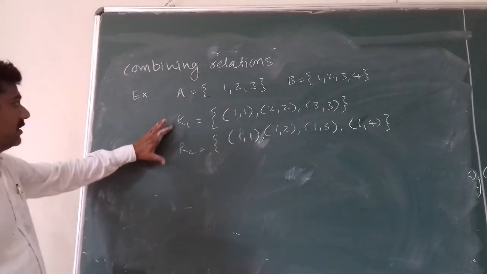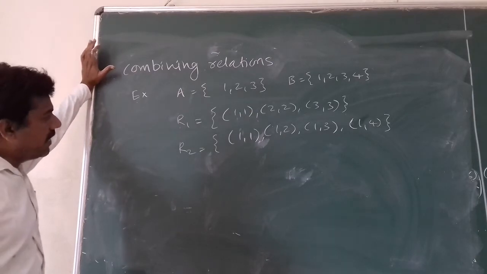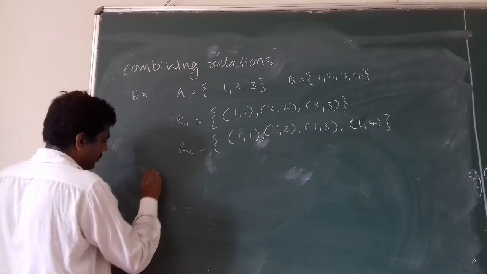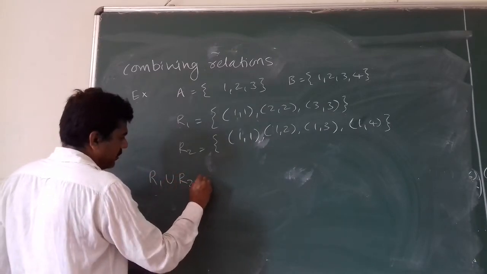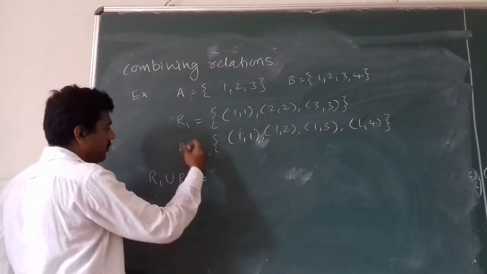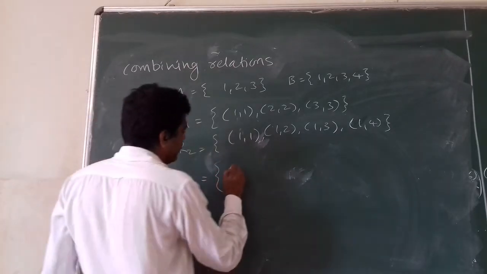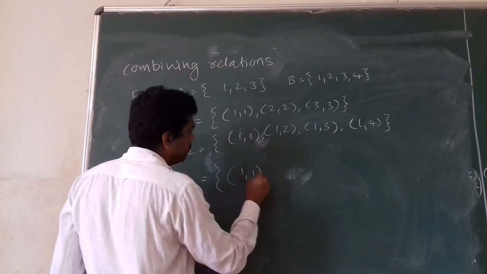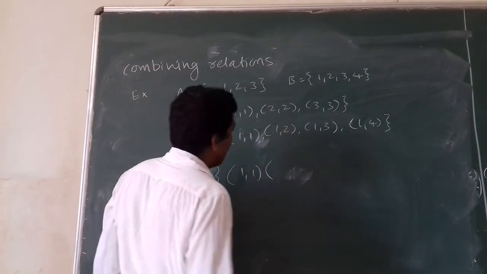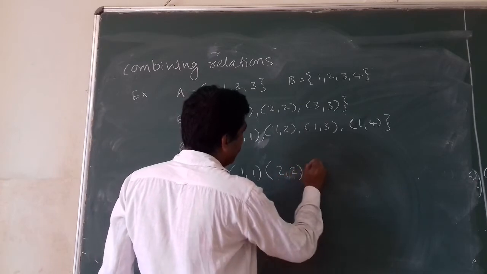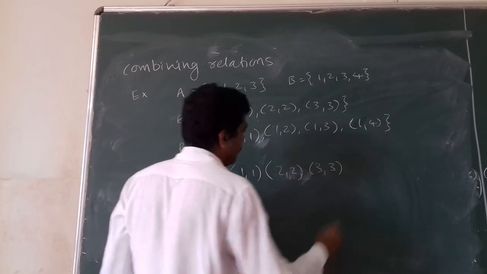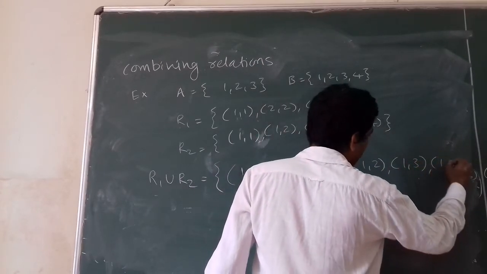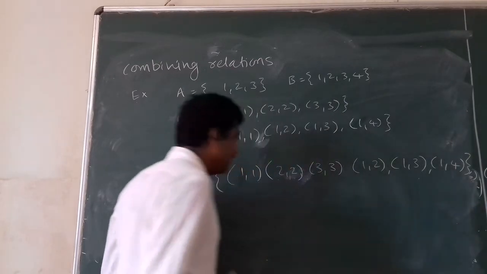Now R1 is a relation from A to B, R2 is also a relation from A to B. So the combining of the relations, that is R1 union R2. This will be the set which contains the elements (1,1), (2,2), (3,3), (1,2), (1,3) and (1,4). So that is the union operation on the relations.